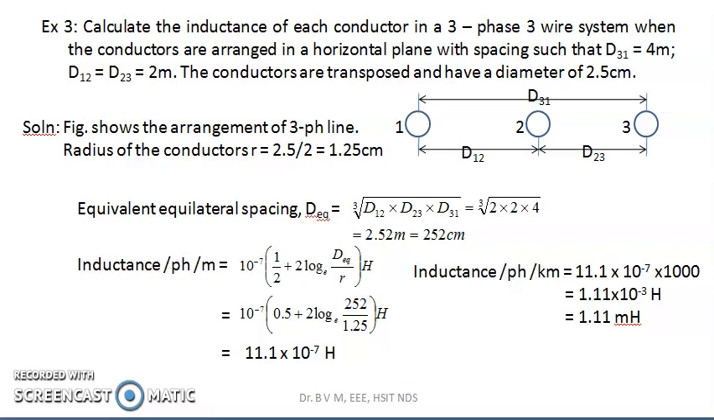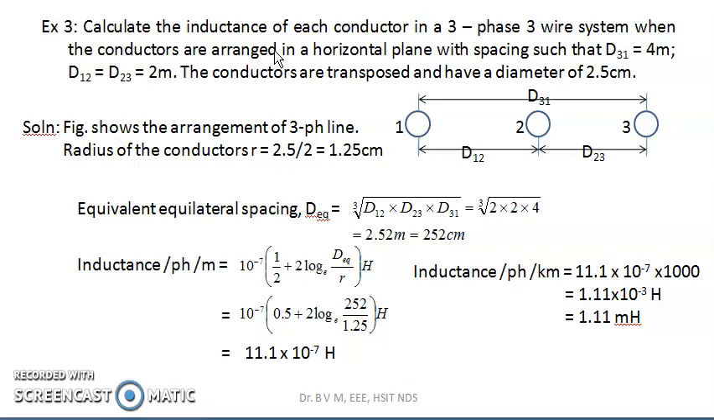Hello students, in this video lecture we shall see how to calculate inductance of a transmission line, whether it may be a single phase or a three phase, by taking some examples. In the last video lecture we have solved the problems on single phase transmission line. Here we will be calculating inductance of a three-phase transmission line. Let us take the example.